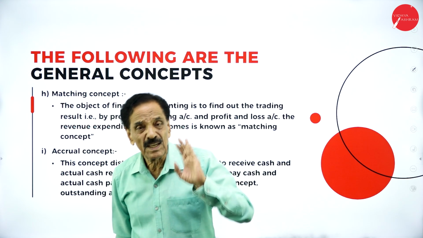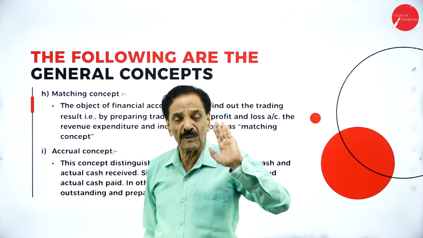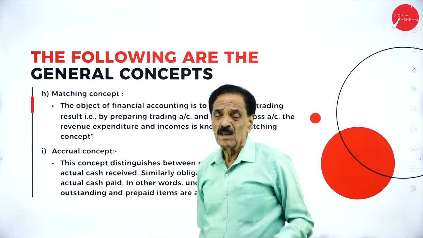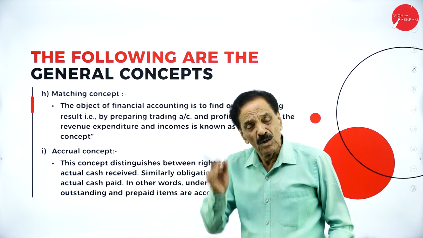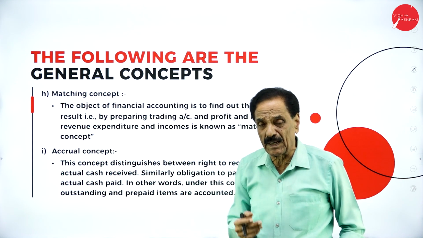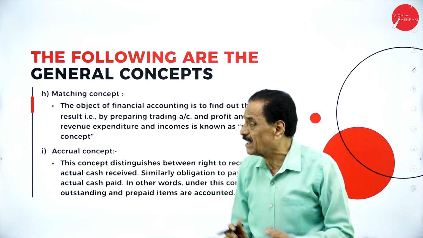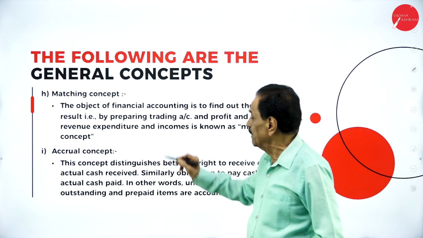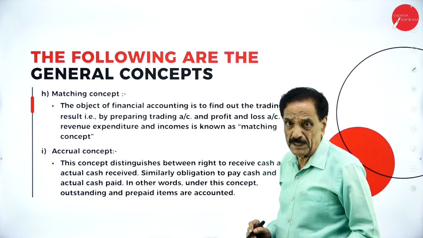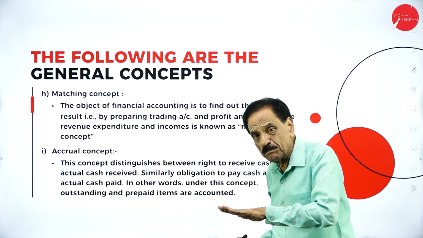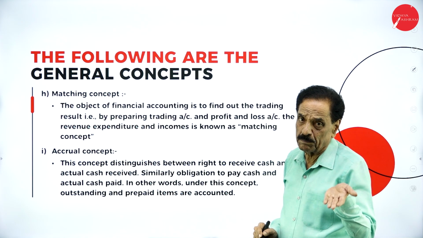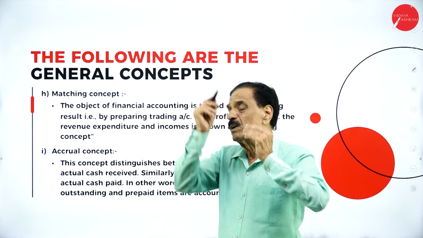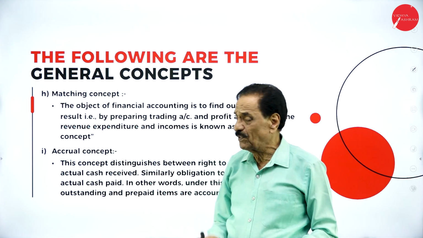For a trading concern, we prepare the trading account to find out the gross profit or gross loss. The profit and loss account is prepared to find out the net profit or net loss. For a non-trading concern, a non-profit organization, we prepare the income and expenditure account. If income is more and expenditure is less, it is called surplus. If expenditure is more and income is less, it is called deficit.